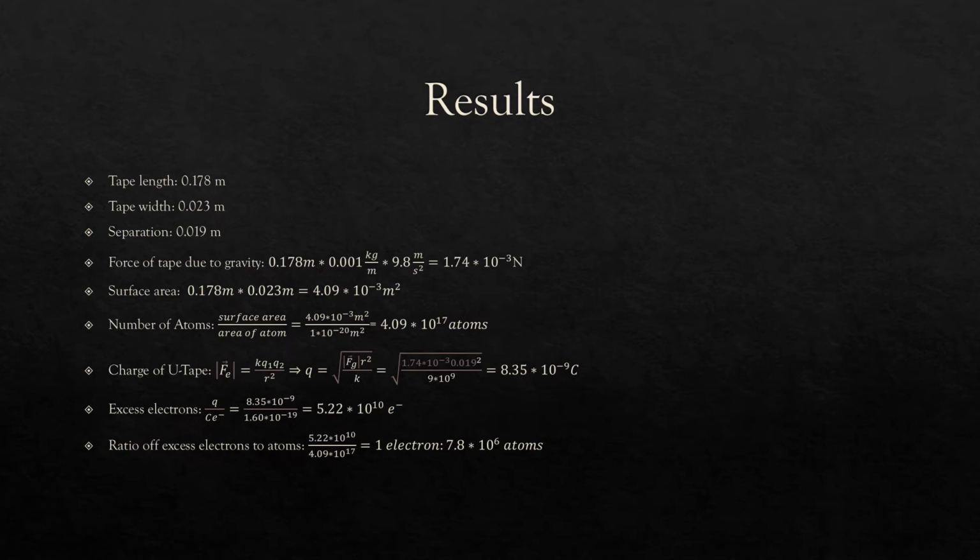Our excess electrons are found by calculating the charge of the U-tape and dividing that by the charge of one electron, which is 1.60 times 10 to the negative 19 coulombs. Doing this, we got 5.22 times 10 to the 10 electrons. The ratio of excess electrons to atoms is 1 electron to 7.8 times 10 to the 6 atoms.